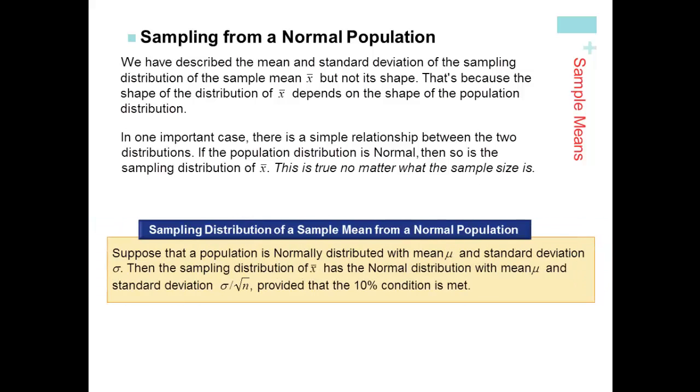Sampling distribution of sample means from a normal population. Suppose that a population is normally distributed with a mean of mu and a standard deviation of sigma. Then the sampling distribution of x bar has a normal distribution with a mean of mu and a standard deviation sigma divided by the square root of n, provided that the 10% condition is met.